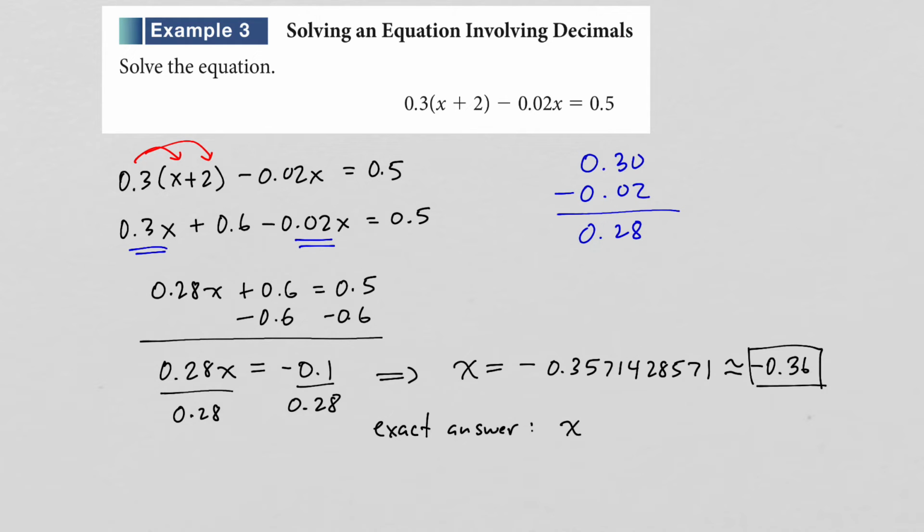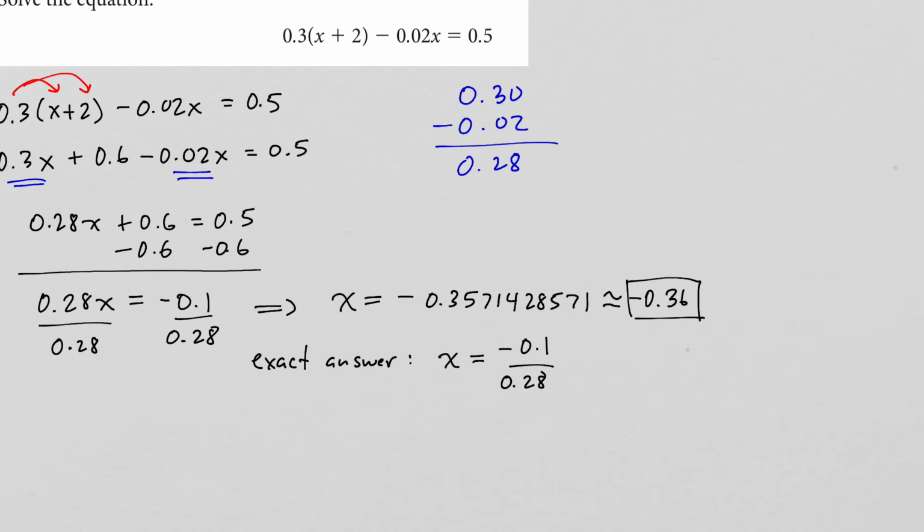So to get the exact answer, you would have to go back to what we were dividing here, which was negative 0.1 divided by 0.28. And what we can do is we can multiply the top and the bottom by 100. And the reason I do that is because that will move the decimal place 2 places to the right. So that gives us negative 10 divided by 28. And then if we reduce that fraction by dividing by 2, we get negative 5 over 14. So this is the exact answer, and this is the approximate answer.